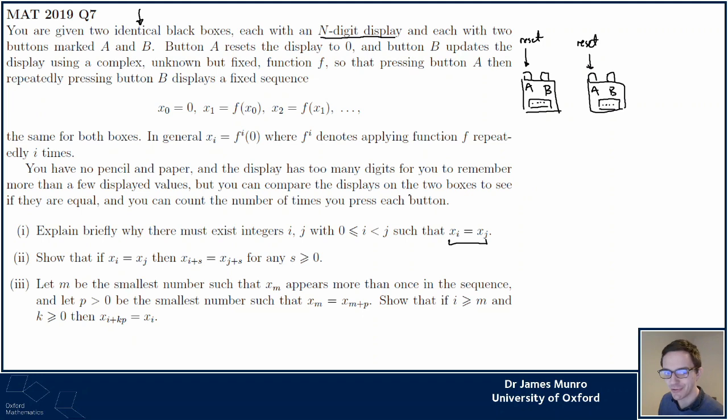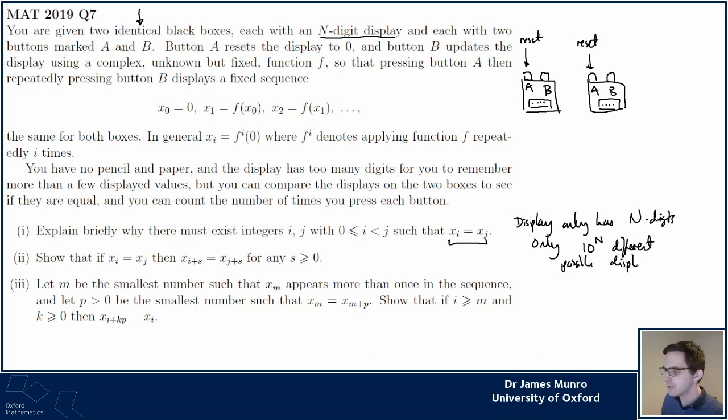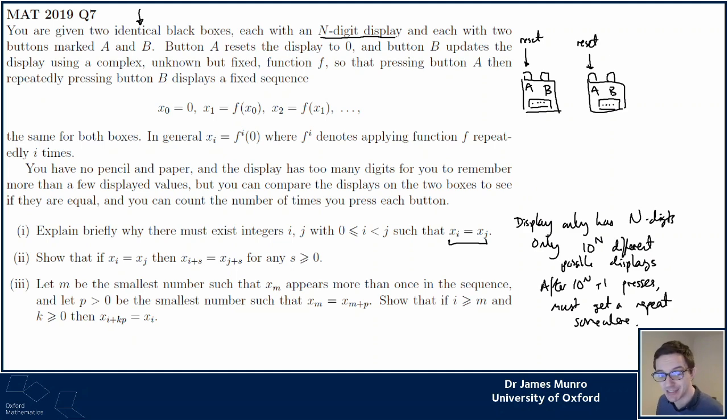So not all sequences eventually repeat in general. There are sequences like 1, 2, 3, 4, 5, 6, 7, which doesn't have any repeats in, quite famously, I suppose. But here, because the display only has n digits, there's only 10 to the n different possibilities. So consider what would happen if you press the button 10 to the n plus 1 times. Must get a repeat somewhere. Maybe not the last time we pressed the button, but somewhere in there we must have a repeat. There's just not enough different numbers for all of these outputs to be different along the way.